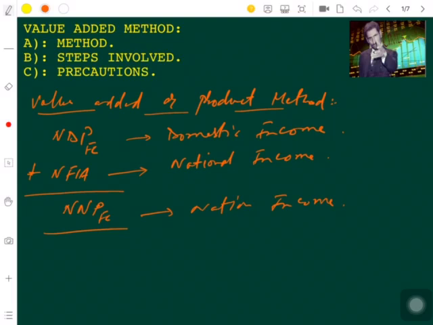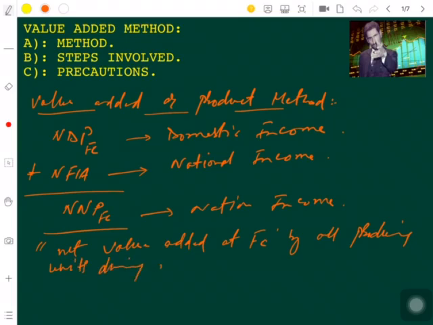If we have to define this method, whatever we call it, the value-added method or the product method, it could be defined as the net value added at factor cost by all producing units during an accounting year within the domestic territory.